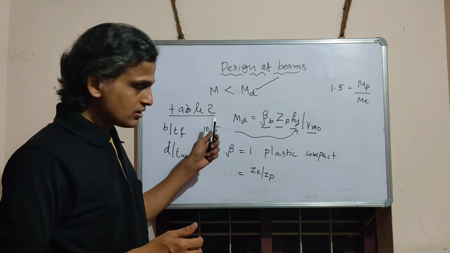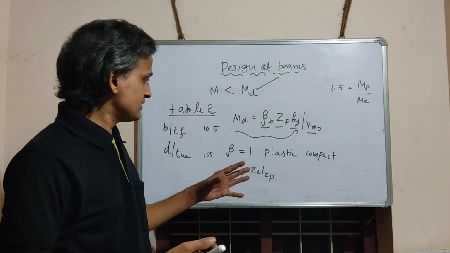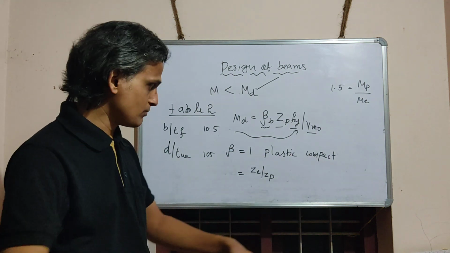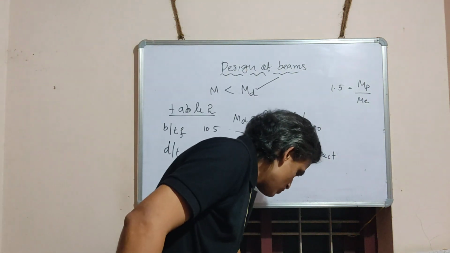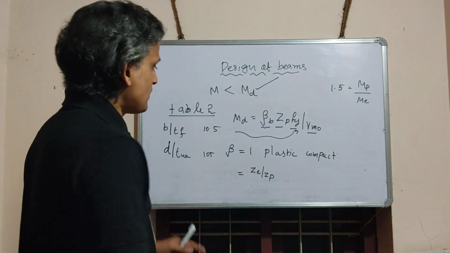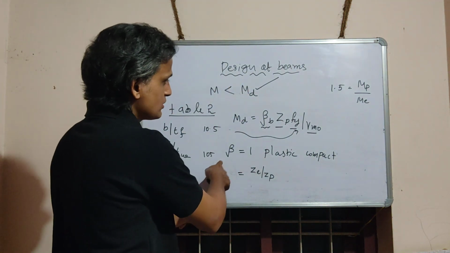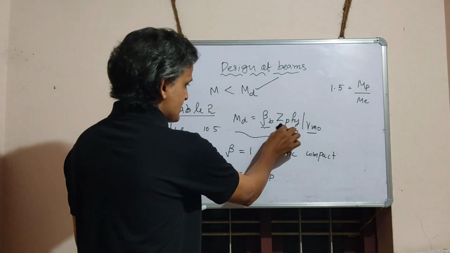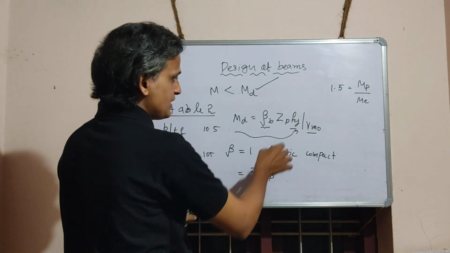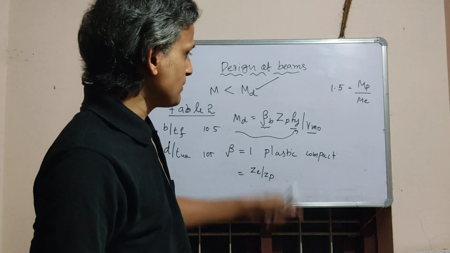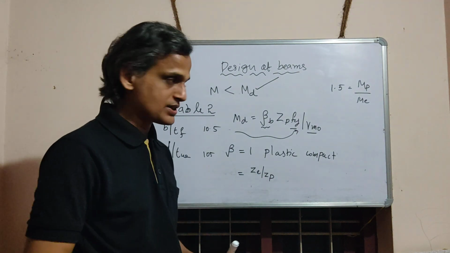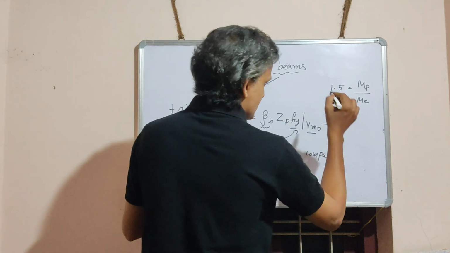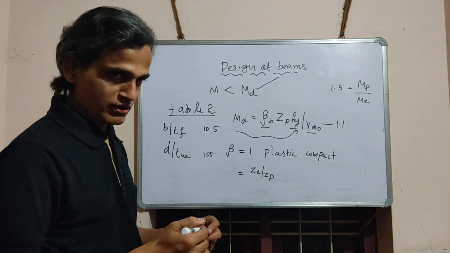Then after looking at that table, you can find whether the section is compact, semi-compact or plastic. Once the nature is known, the beta B value is obtained. Plastic section modulus is a sectional property. Fy is the yield stress. Gamma m naught is the factor of safety. The factor of safety value is, in most cases, 1.1.